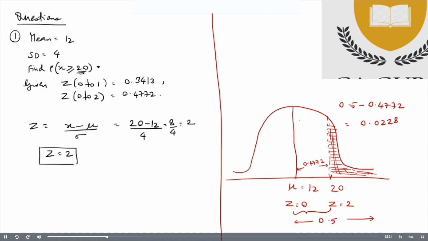I will repeat once more. The required area for me is this one, the area of P of x greater than or equal to 20. But I am given the area for z of 0 to 2, between this point and this point. So I know this area, but I don't know this area. But I know that the whole right side of the midpoint is 0.5 area. So I have to do 0.5 minus 0.4772 in order to calculate the area of the required portion. That is the answer. This is how I compute the answer.